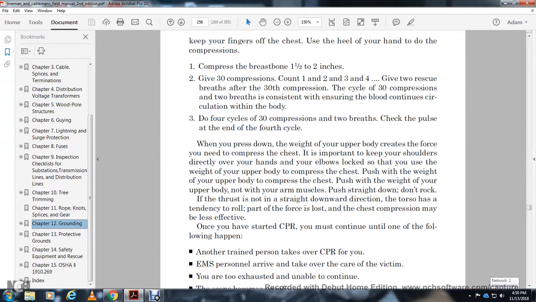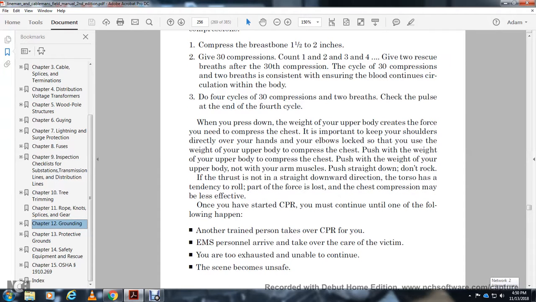Once you start compressions, continue until one of the following happens: a trained person takes over the CPR, EMS personnel arrive, the victim revives, you're unable to continue, or the scene becomes unsafe.